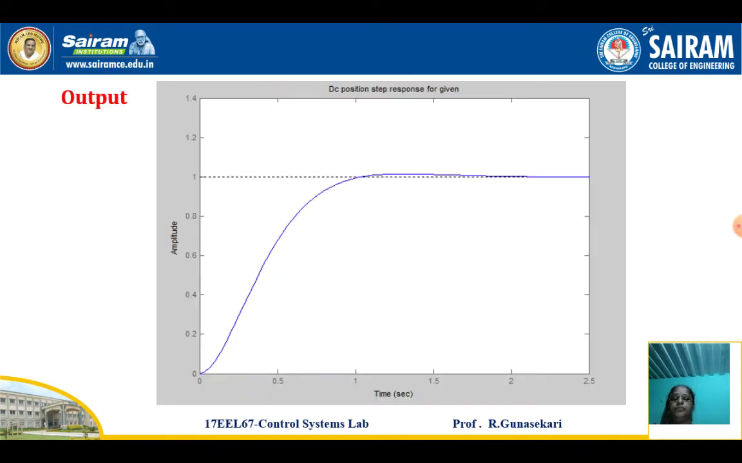This is the program. Now you see, after executing the program, the waveform is displayed on the MATLAB editor window. The first program is the DC position step response. You see x-axis time, y-axis amplitude. From 0 it gradually increases. Once the amplitude reaches 1, we get the steady state. This is the first part of the program.